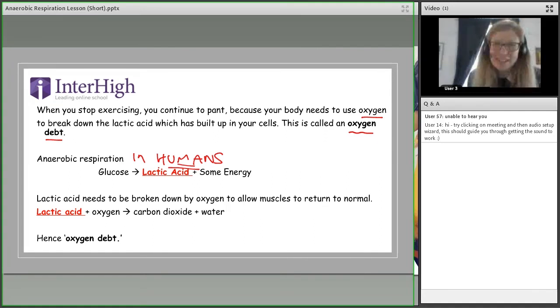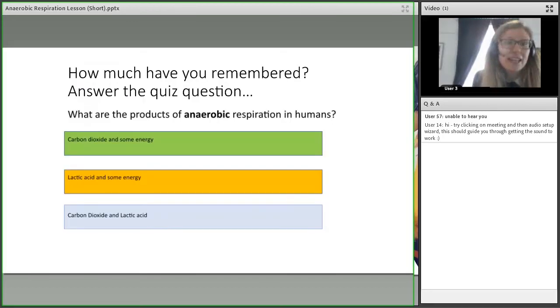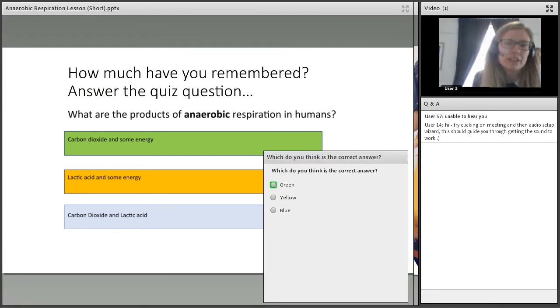When you stop exercising, you continue to pant, you continue to breathe hard because your body needs to use oxygen to break down the lactic acid that's built up in your cells. And we call this the oxygen debt. Here's the equation for anaerobic respiration in humans. And there's a reason why I say in humans, because there's another living thing that we're going to look at in just a moment. So lactic acid has to be broken down. It can't stay in our muscles for too long. And it has to be broken down by oxygen to allow the muscles to return to normal. That's what we call the oxygen debt.